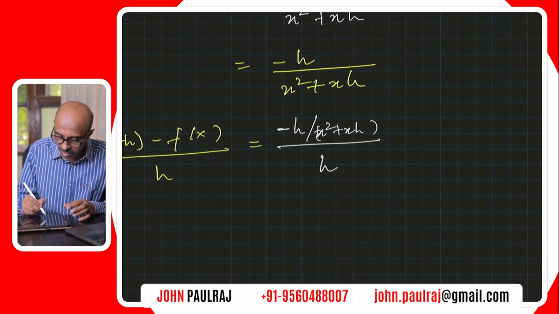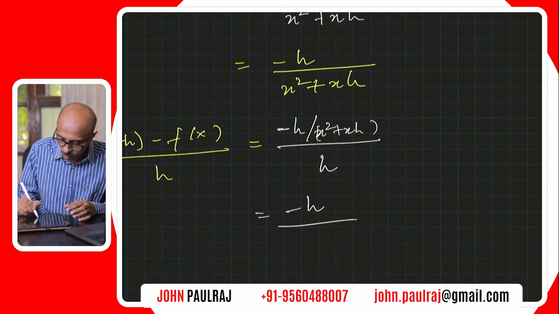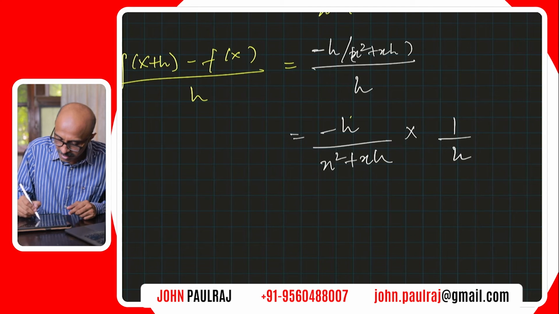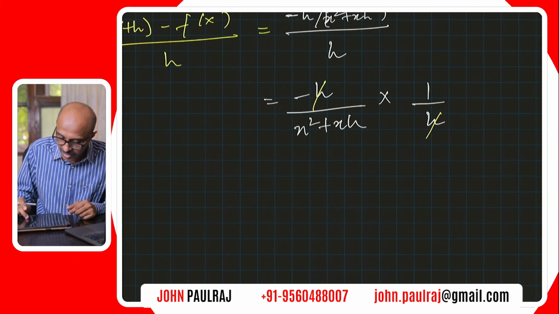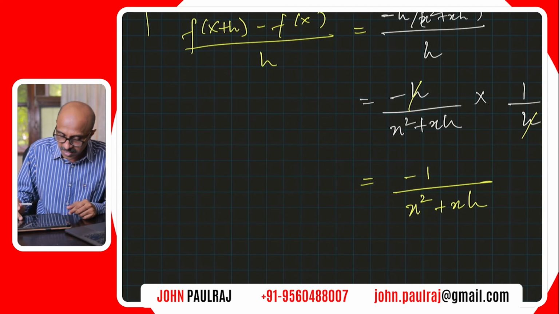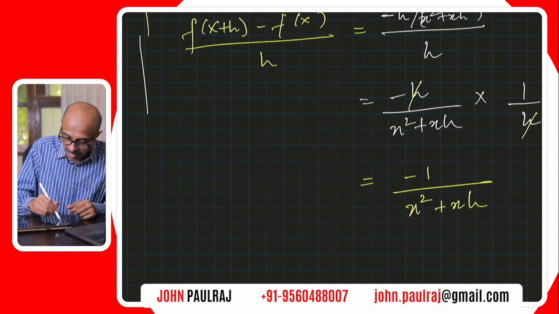And then when we work it out, we'll get negative h over x squared plus xh times 1 over h. Can you see that? That's the difference quotient. Now we can see clearly that the factor of h from the numerator and the denominator cancels off. This reduces to negative 1 over x squared plus xh. That's the difference quotient.